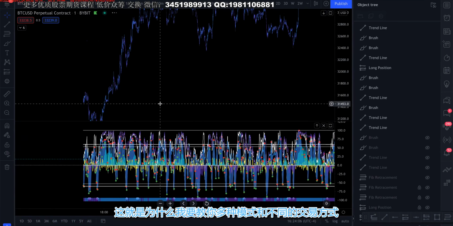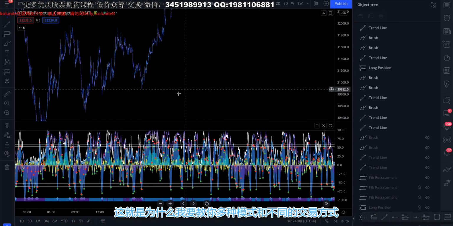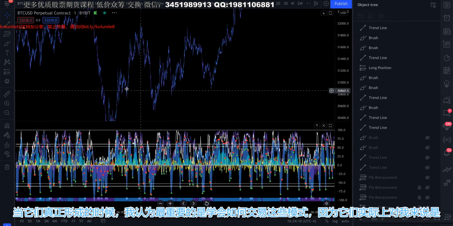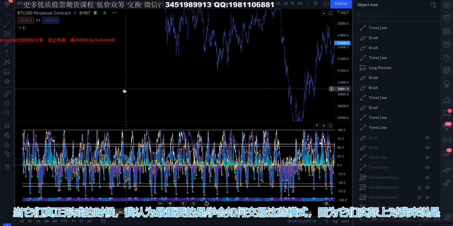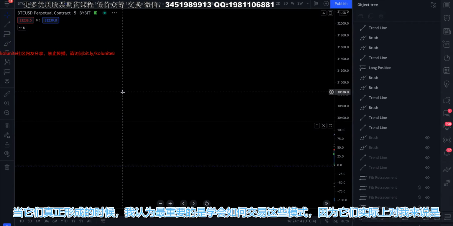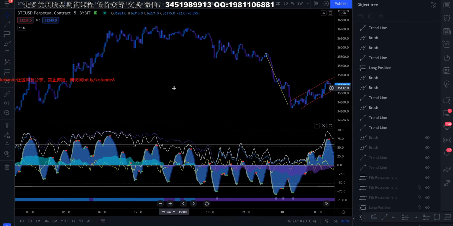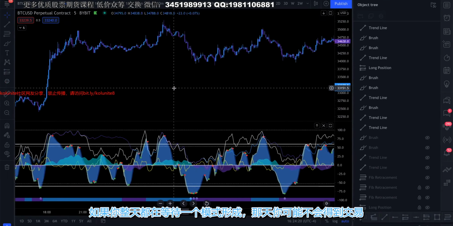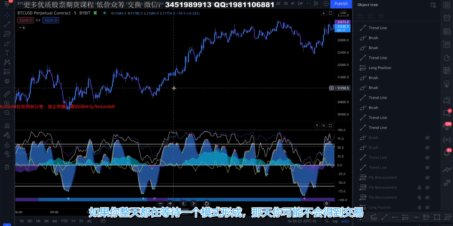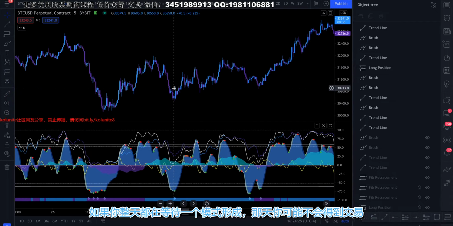And so that's why I'm going to be teaching you multiple patterns, and also different ways to trade the patterns while they're actually forming. I think that's the most important thing, is to learn how to trade these patterns while they are actually forming. Because if you're waiting around all day for a pattern to form, you might not get a trade that day.